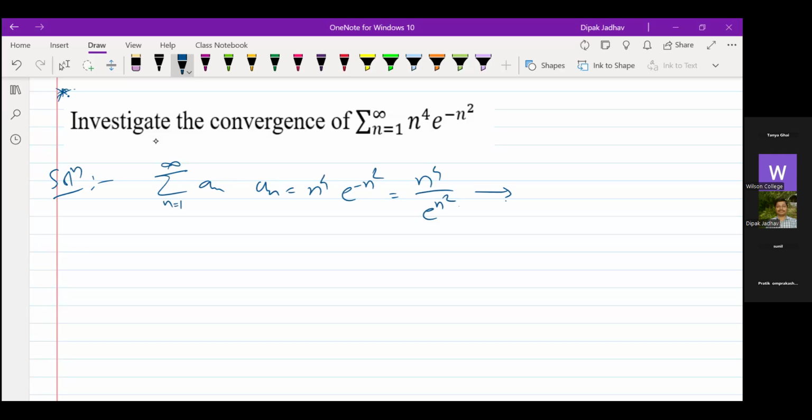Numerator is also going towards infinity. Denominator is also going towards infinity, but you can observe the denominator is an exponential kind of thing. So the denominator will go towards infinity faster than the numerator. So the quotient will go towards 0.